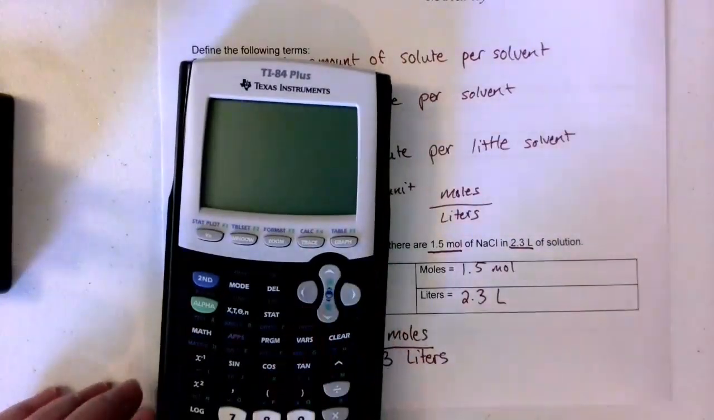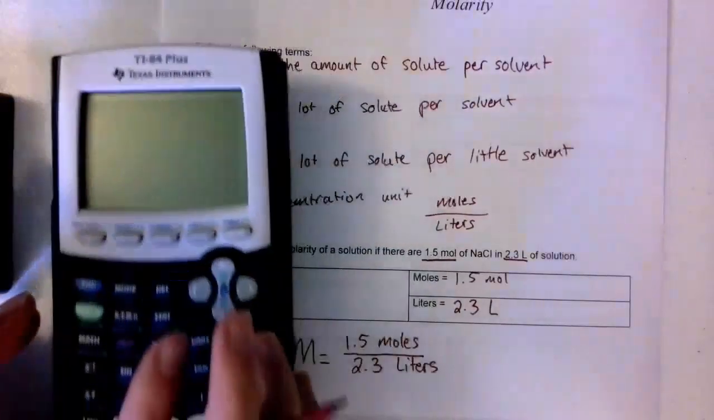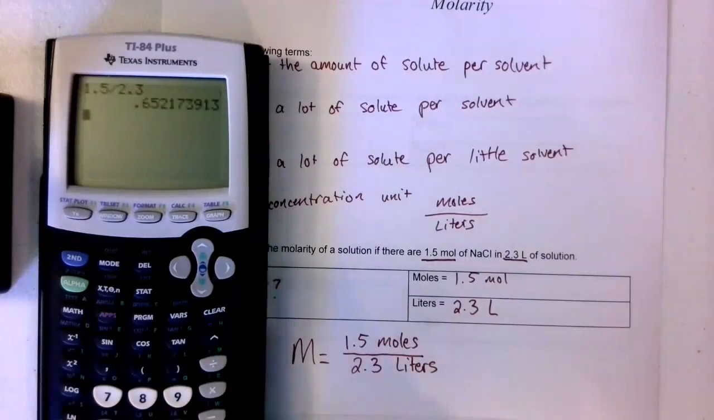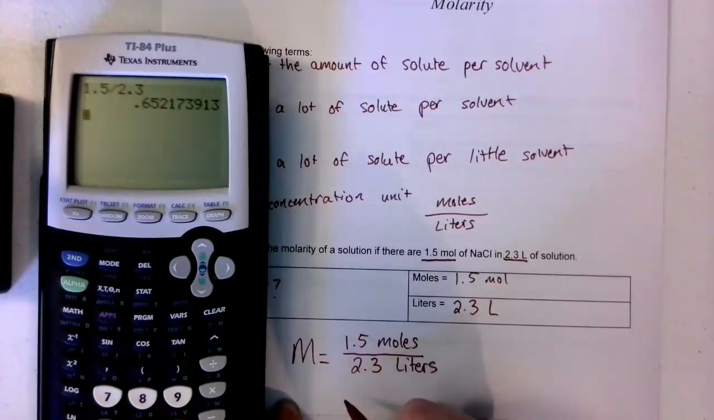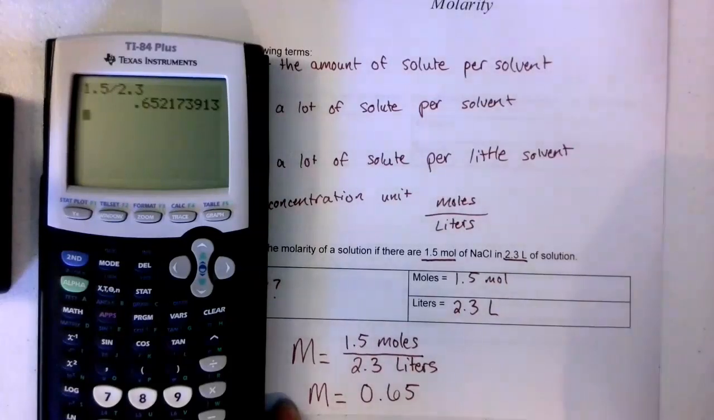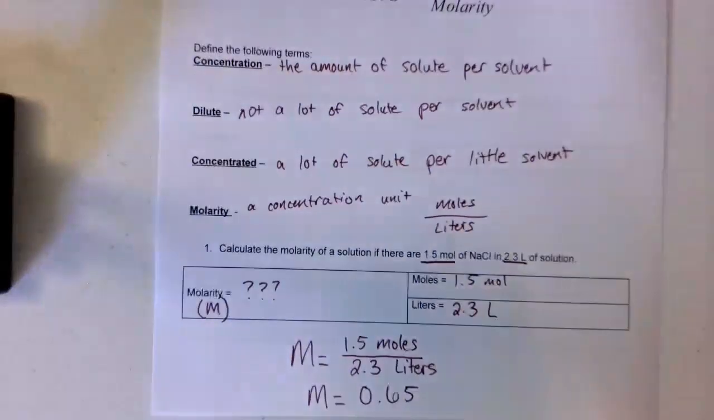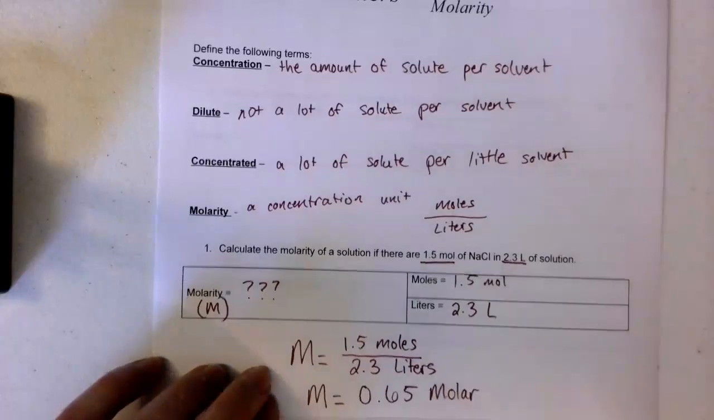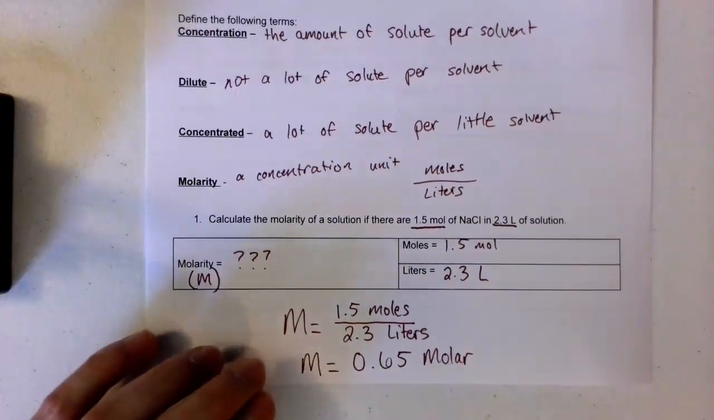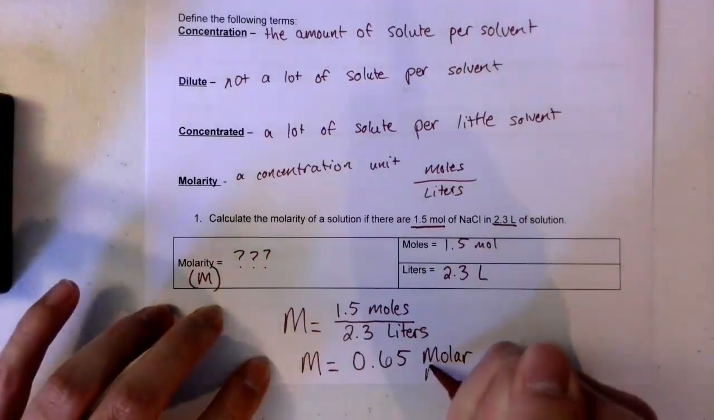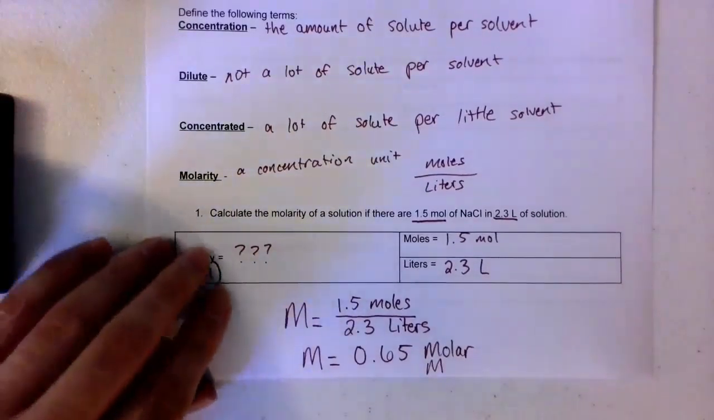Okay, so now I'm going to take out my calculator. And let's go over here, turn it on. Alright, so we've got 1.5 divided by 2.3. And that gives me 0.652173. And I'm just going to round it to 2 decimals. And it's going to be 0.65. And if you want to, you can either put a capital M or you can say 0.65 molar. For some reason, when they were doing abbreviations, molar is an abbreviation for molarity. I know, it's very odd. You could have also just put a capital M like that for molarity or molar.